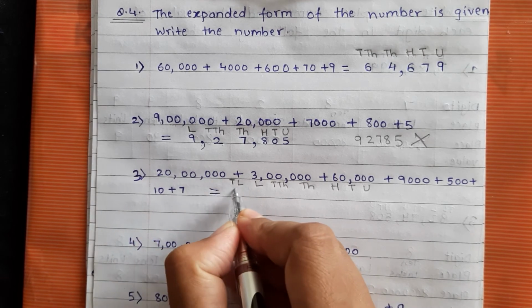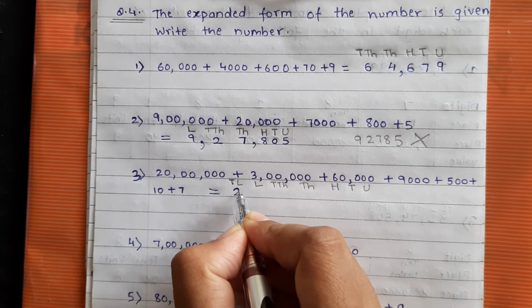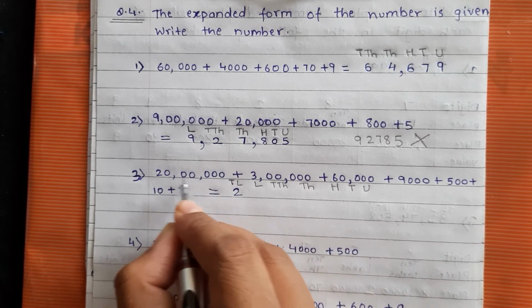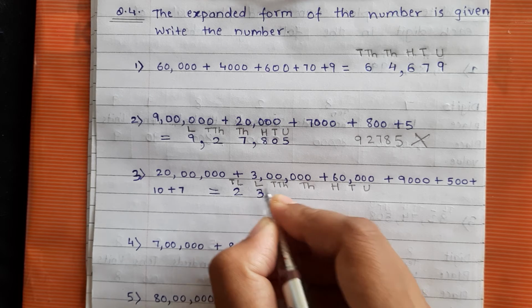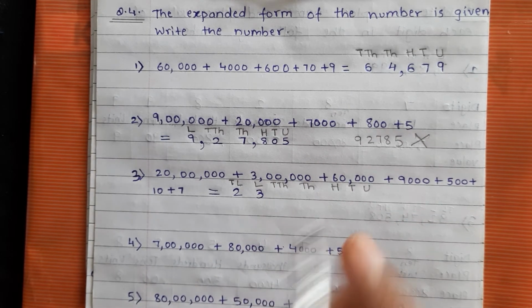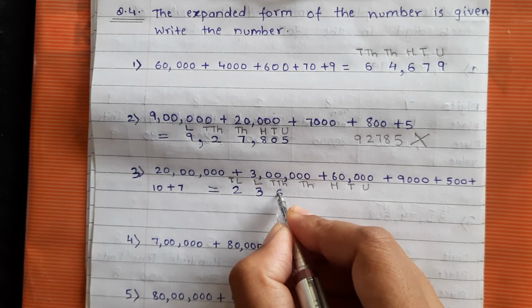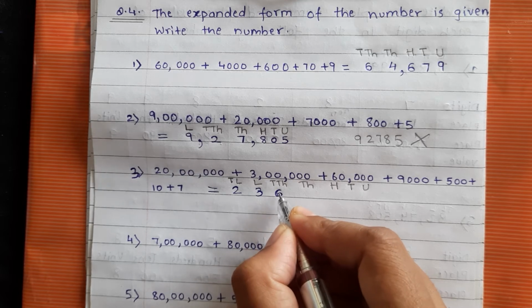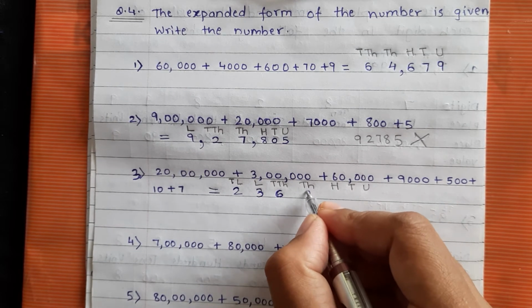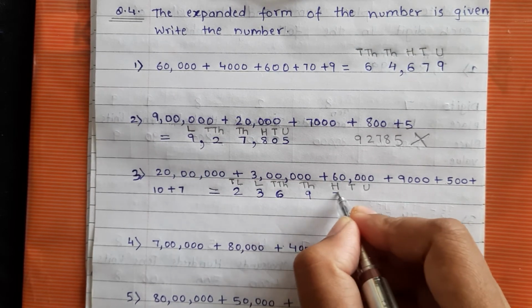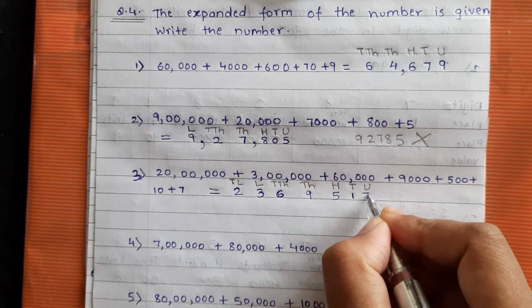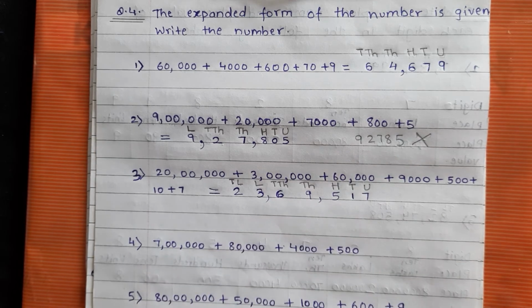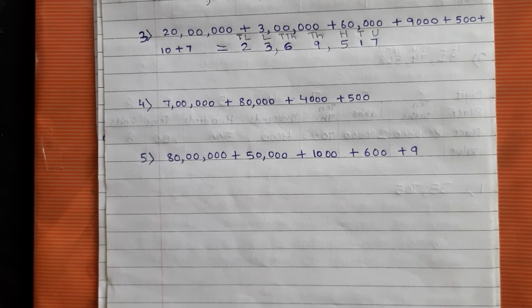20 lakh means 2 will come at 10 lakh. 2 tens are 20 and lakh, 20 lakh. Then 3 lakh. So 3 will come in lakhs place. Then 60,000 means 6 will come in 10,000. 6 tens are 60. 9,000. 500. 10 means 110 and 7 units. So this is our required 7-digit number.